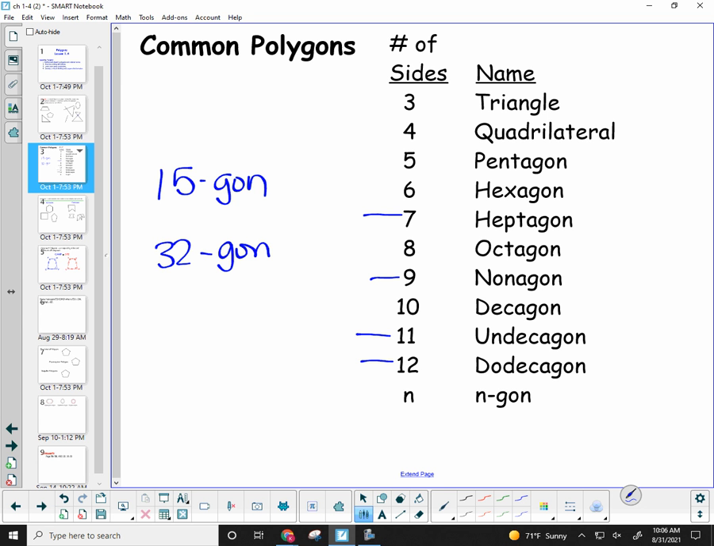There is a name out there for a 15-gon. There is a specific name out there for a 32-gon. Only 2 people know it: Google and the person who invented it, the person who named it, because nobody remembers all those. You can Google it if you want.